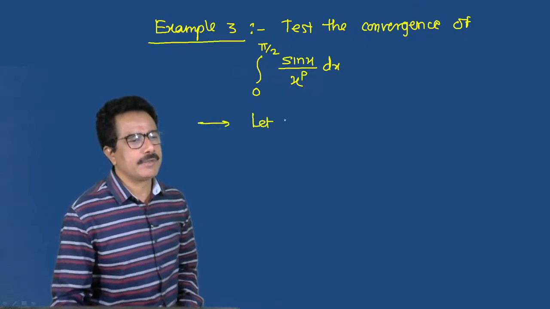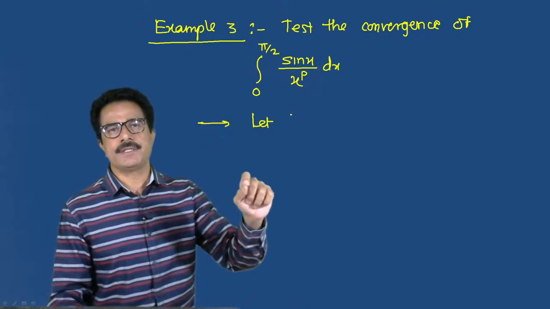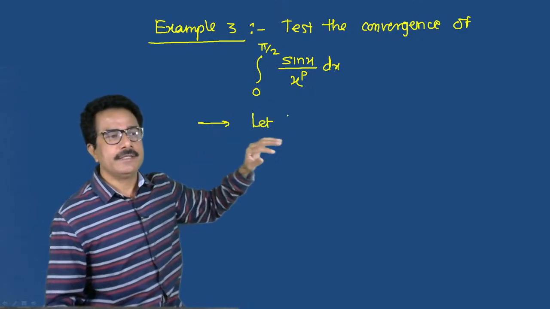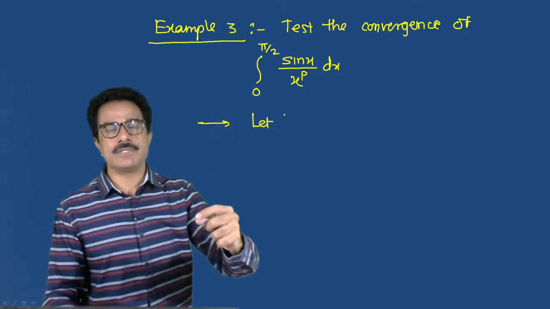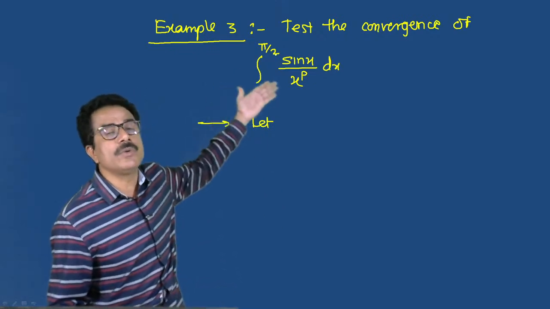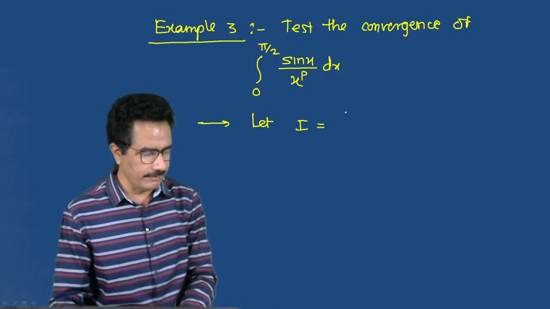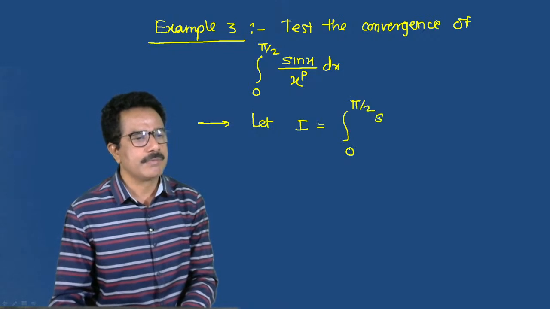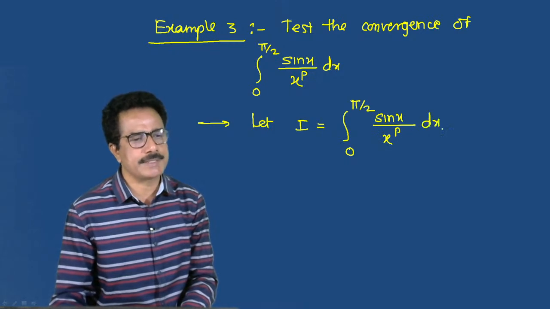Students, first of all you tell me at which value of x this integral will be divergent, or this integral will be improper. Tell me the value of x such that f of x becomes discontinuous in between 0 to pi by 2. Let I be equal to the integral from 0 to pi by 2 of sin x divided by x raised to p dx.